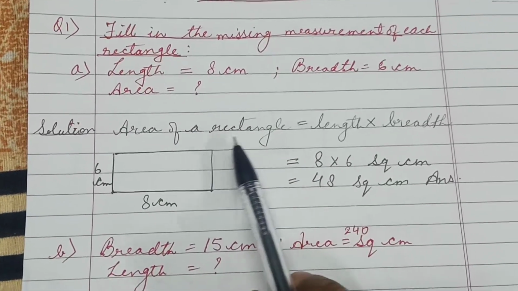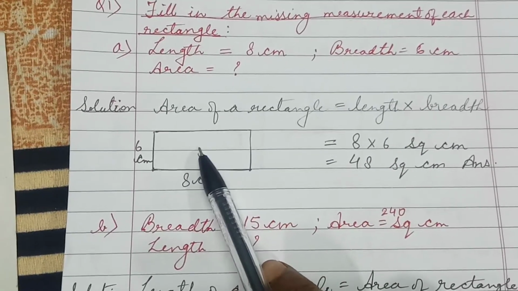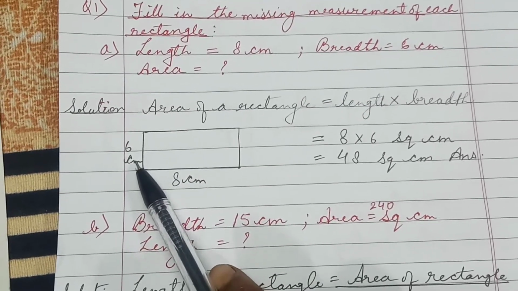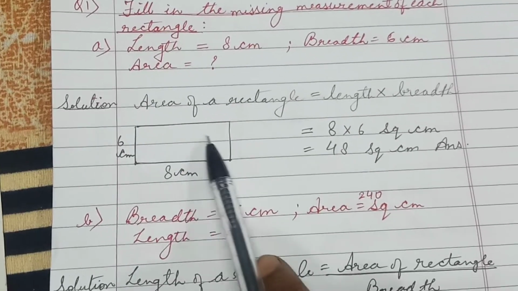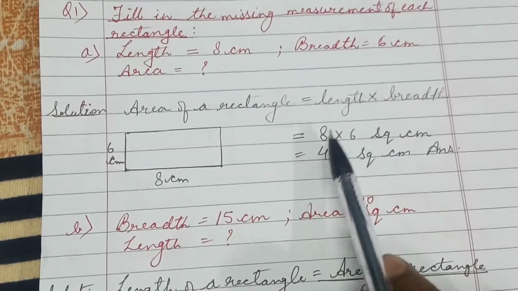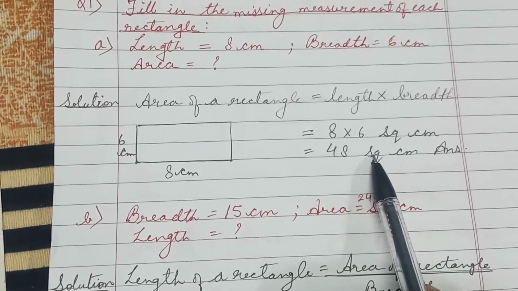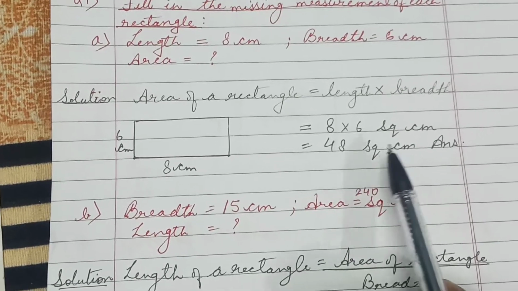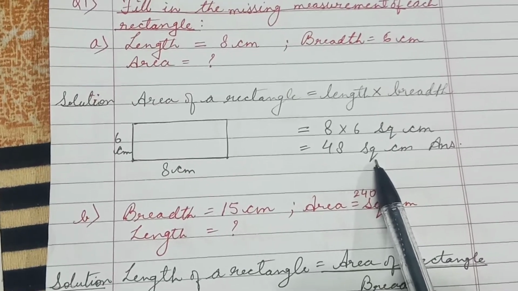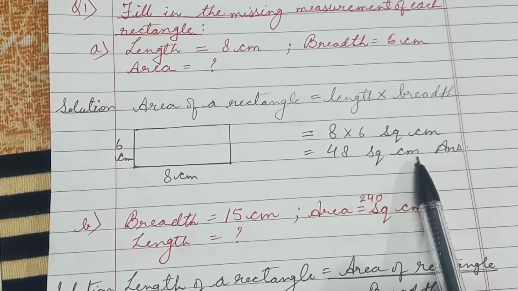Children, as we know, area of a rectangle equals length into breadth square unit. So it is a rectangle. The length is given 8 centimeter and the breadth is given 6 centimeter, and we have to find the area of the rectangle. So we will use the formula length into breadth. Length is 8 centimeter and breadth is 6 centimeter. 8 sixes are 48 square centimeter. It will always be square unit, so we will write square centimeter, as both length and breadth are in centimeters. So the answer will be square centimeter.